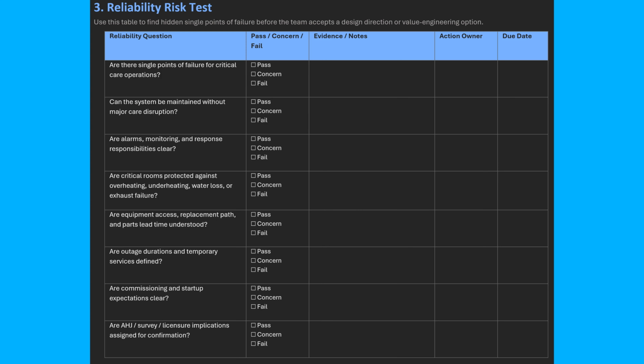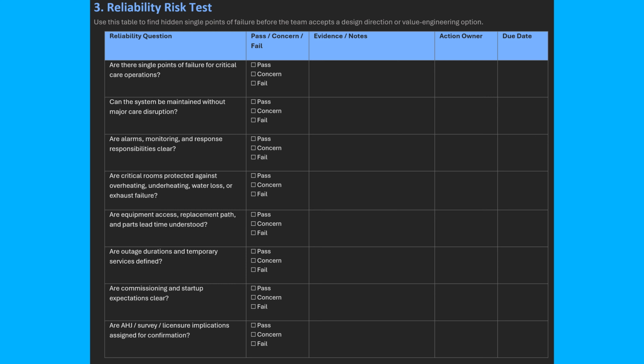Step 3 is the reliability risk test. This is where the team looks for single points of failure. A single point of failure is one item that can stop a critical function if it fails. Ask, can this system be maintained without major care disruption? Are alarms, monitoring, and responsibilities clear? Are critical rooms protected against overheating, underheating, water loss, or exhaust failure?